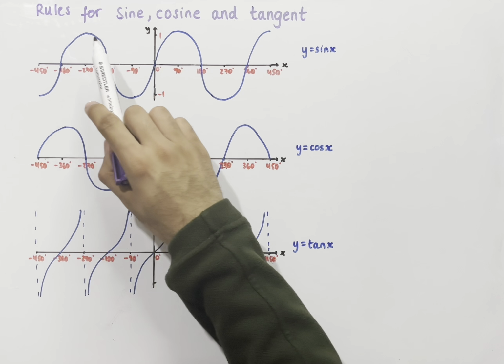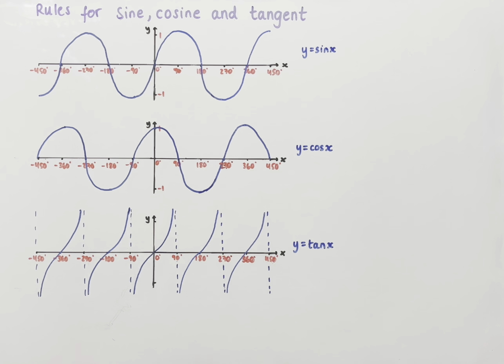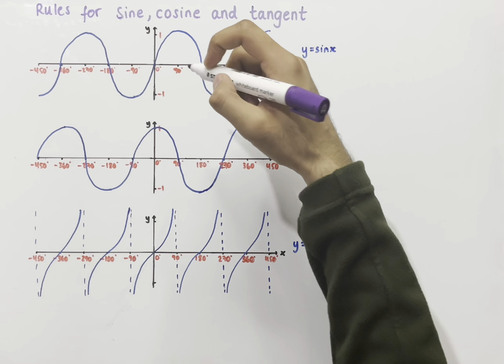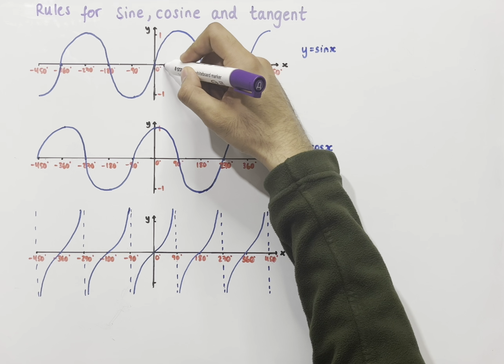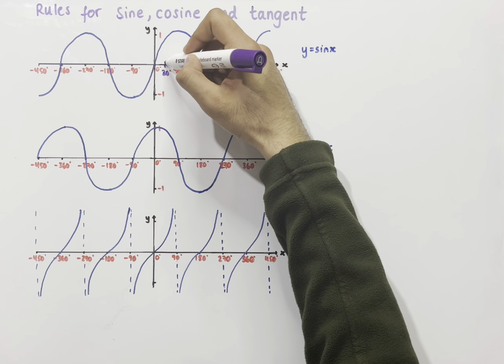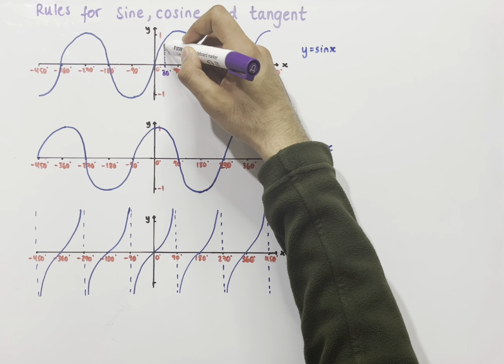Let's look at the rules for sine, cosine and tangent when trying to solve trigonometric equations. Starting with y equals sine of x, let's say we have a solution at 30 degrees, which we'll mark on the axes, and we'll look at this solution on the graph at this point.